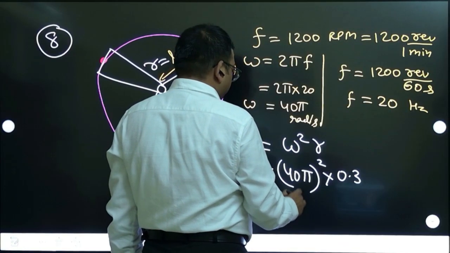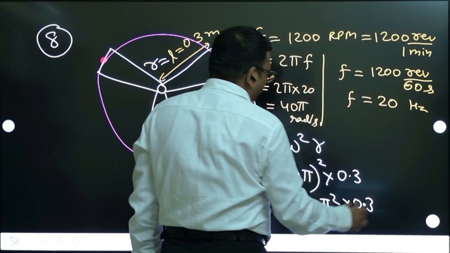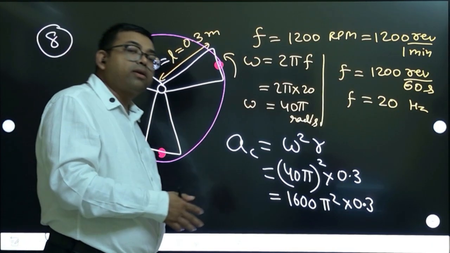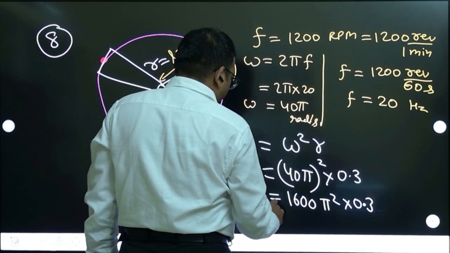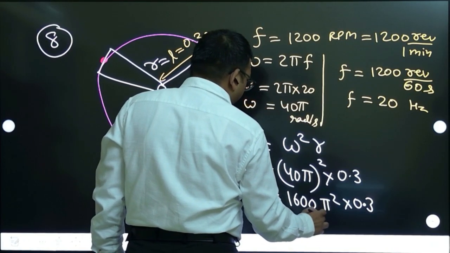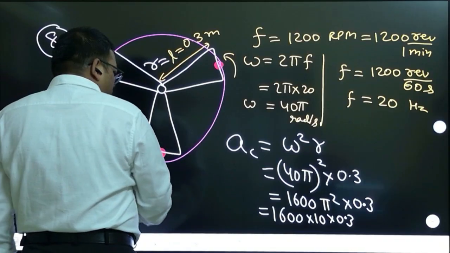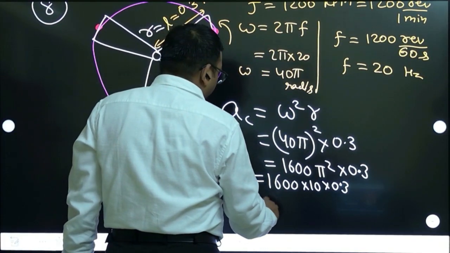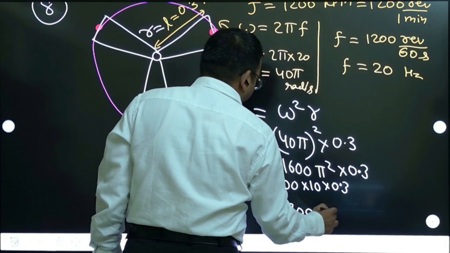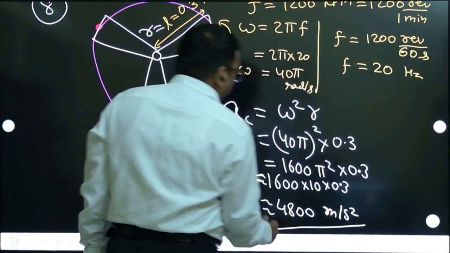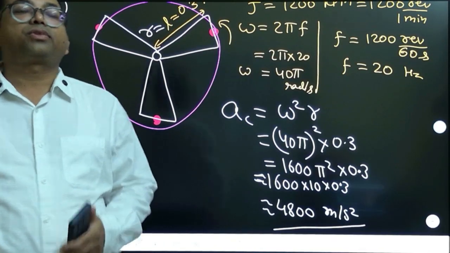Now 40 square becomes 1600, pi square, 0.3. And note here that pi square is approximately equal to 10. In many calculations, we can take pi square approximately as 10. So if you take this as 10, so 1600, this will become 10 and this will become 0.3. So 0.3 into 10 will give 3. So 1600 into 3 is nearly 4800 meter per second square, right? So this is approximately the answer. Then you can choose the second option, right?